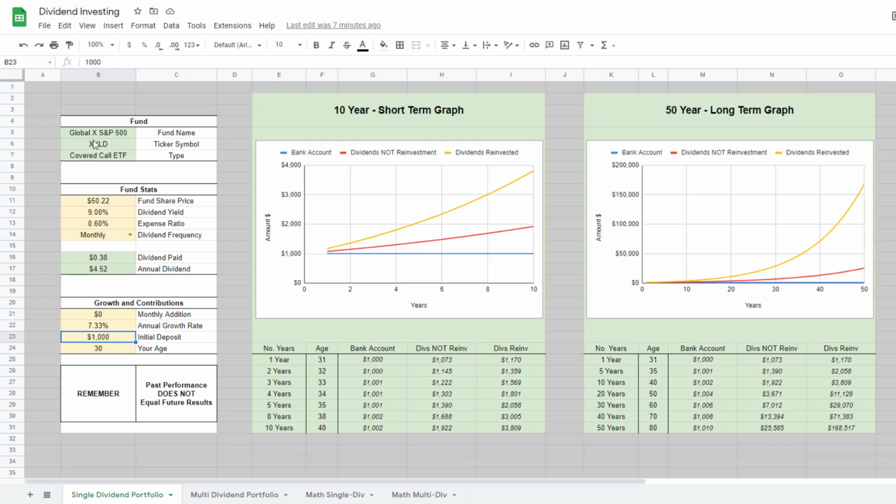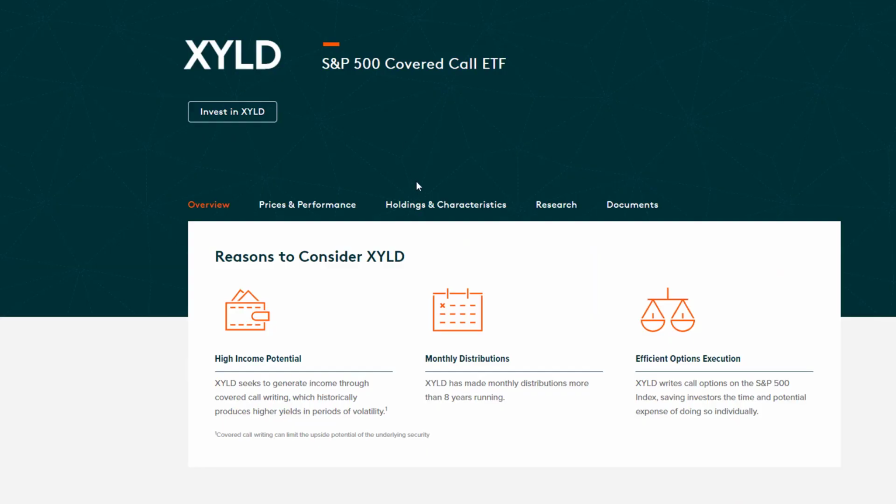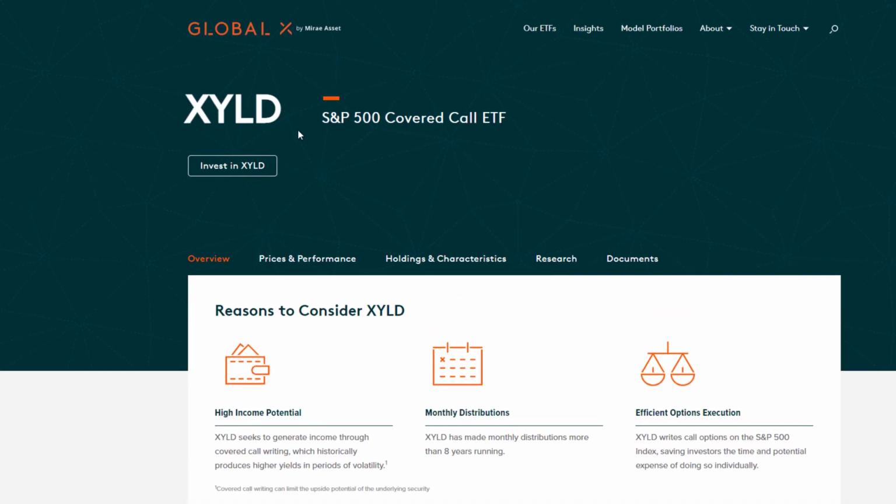XYLD. It's, I guess you could call a sister fund to QYLD, and I wanted to analyze it with all of the fund stats and change some of the growth and contribution numbers to see what we would get on our short-term and our long-term graph. So let's go over to the XYLD page on Global X.